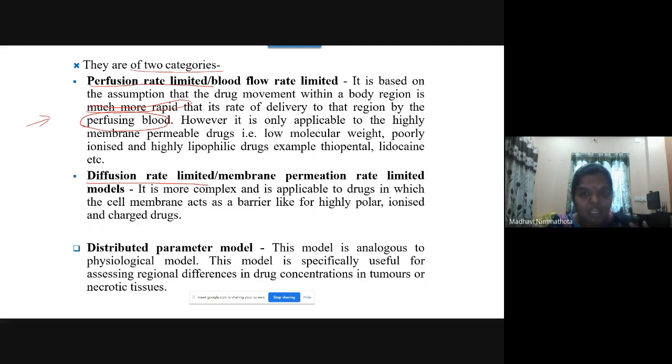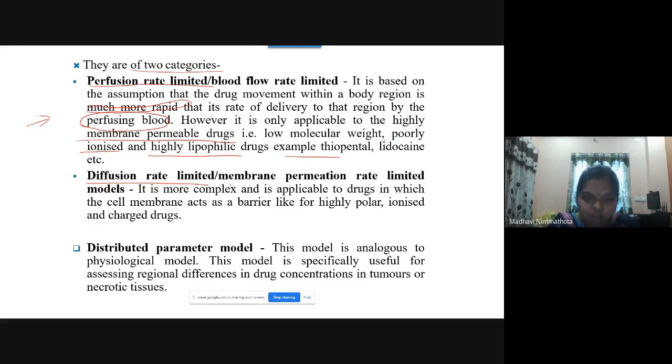However, it is only applicable to highly membrane permeable drugs. So, what are the types of drugs? Low molecular weight, poorly ionized, and highly lipophilic drugs. The drugs include thiopental, lidocaine, etc. These are said to be perfusion rate limited. Because of their lipophilicity, they do not have enough solubility, so definitely there is a limitation of perfusion rate in these kinds of drugs. So just remember the two drug examples, thiopental and lidocaine.